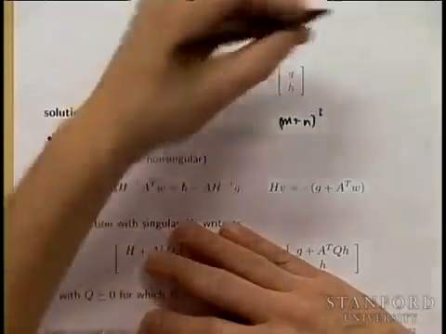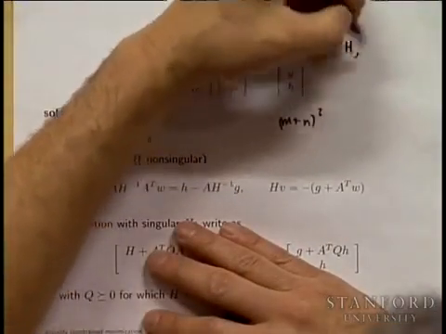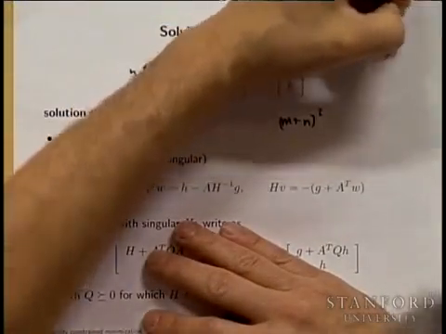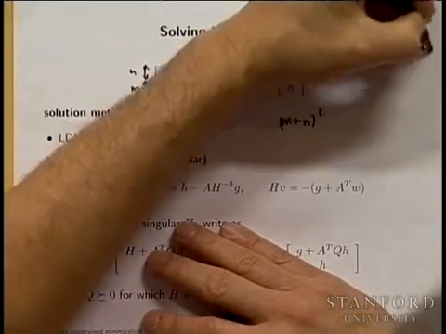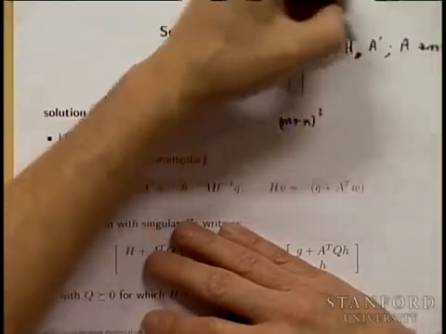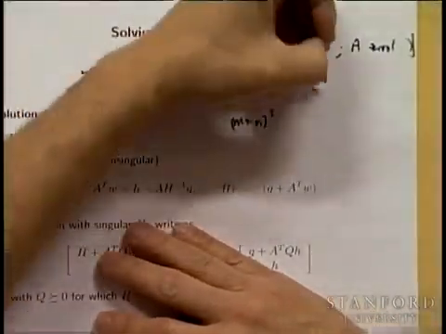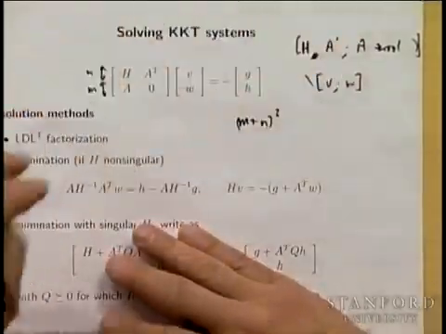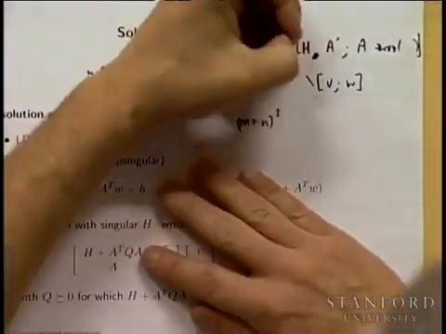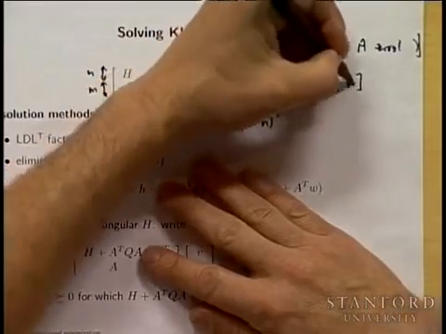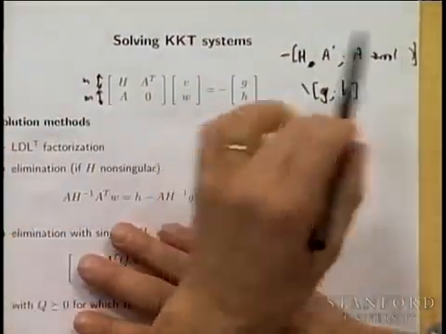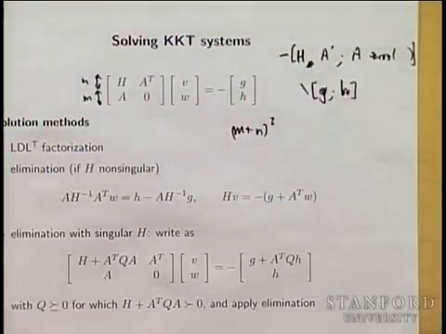which is to say, in other words, this is the H. Let's see if I can get it right. H, A prime, A, and then zeros of the right size, backslash v w. So that's, well, that was all wrong. Minus, and this should be g h. Okay. So that's your default basic method.